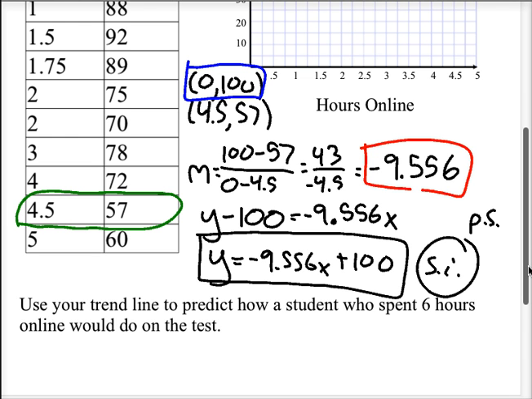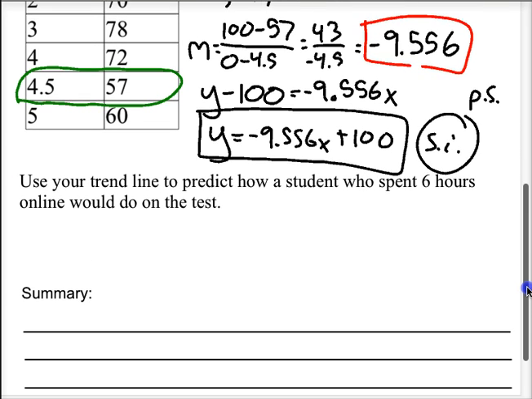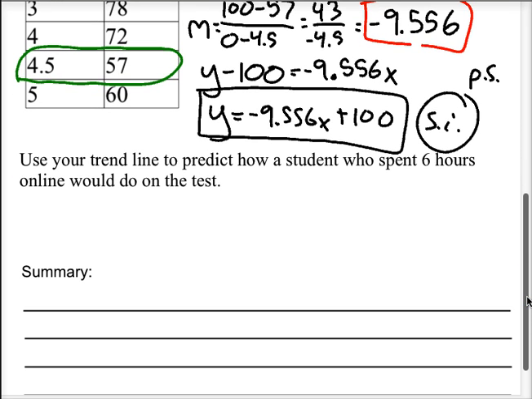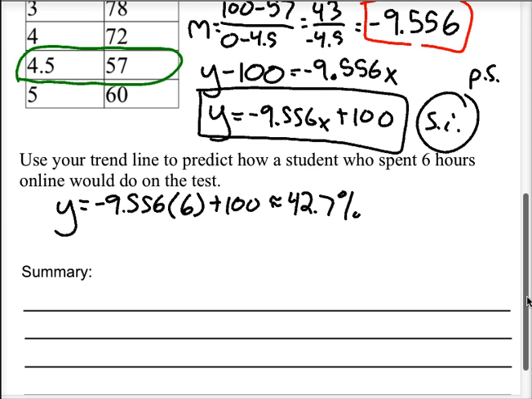And as always, if you want to be making predictions using this, we can do that. So let's say we want to predict how a student would do who spent 6 hours online. So again, all you'd want to do is plug in that 6 and then plug it into the calculator. So we would expect about 42.7% on that test if they spent 6 hours online.